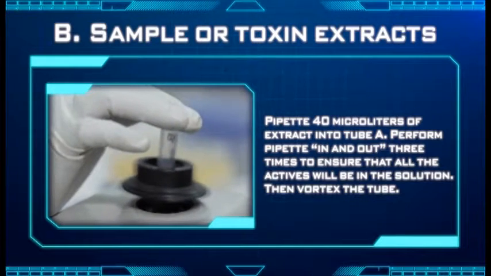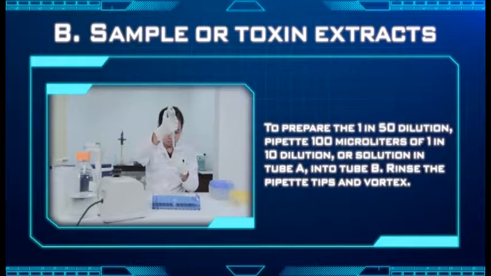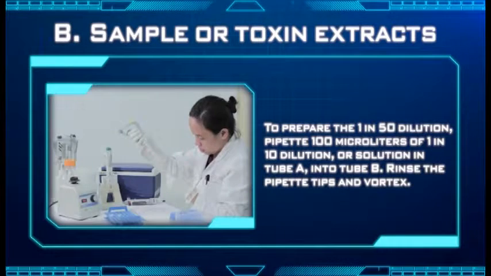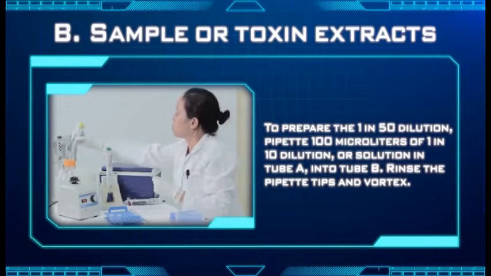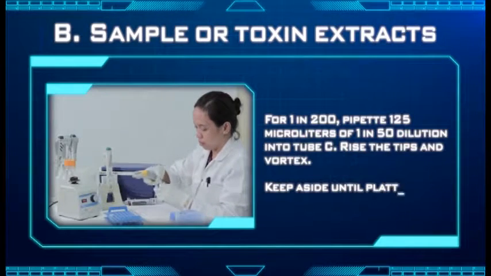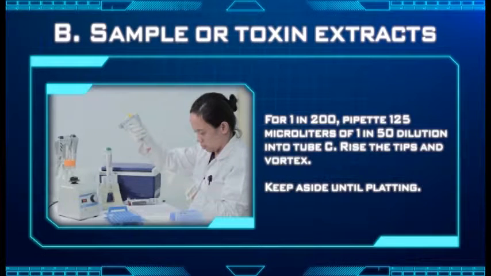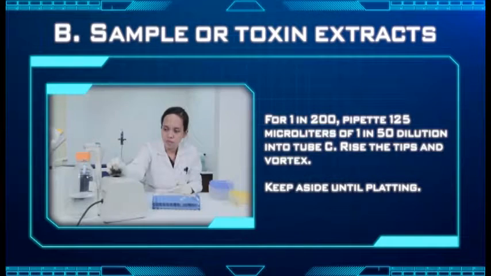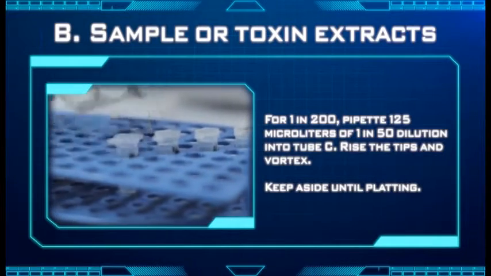Then vortex the tube. To prepare the 1 in 50 dilution, pipette 100 microliters of 1 in 10 dilution or solution in tube A into tube B. Rinse the pipette tips and vortex. For 1 in 200, pipette 125 microliters of 1 in 50 dilution into tube C. Rinse the tips and vortex. Keep aside until plating.